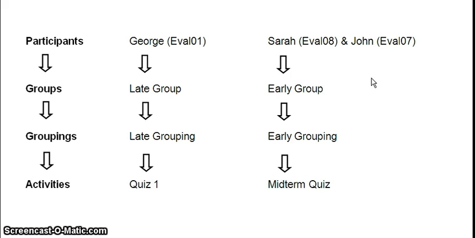Now for the early quiz, Sarah and John want to take the quiz early. We're going to create an early group, create an early grouping, then put that group in it, and associate the midterm quiz with that early grouping and change the dates for that quiz to early. So Sarah and John will be the only ones that can see the midterm quiz on those early dates. So this is what we're going to do, and now we'll go back to Moodle and see how that's done.